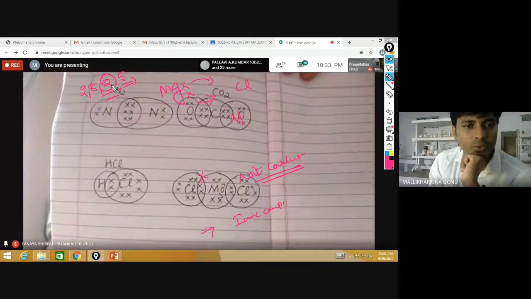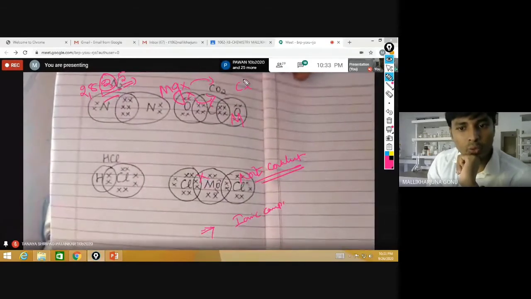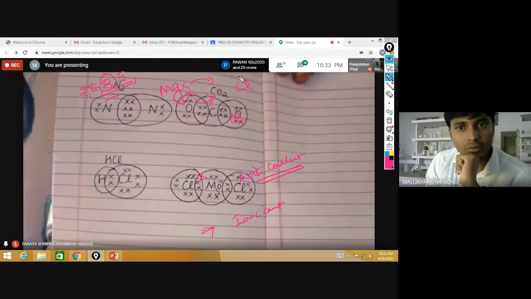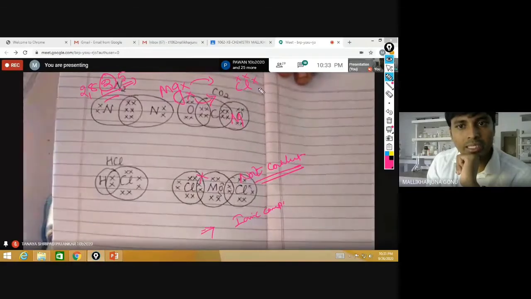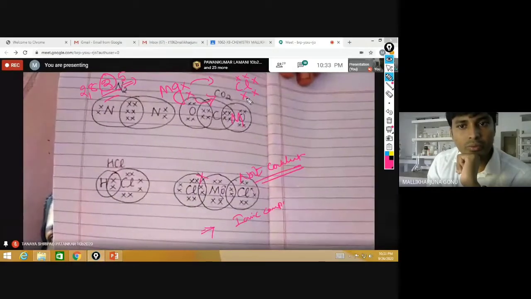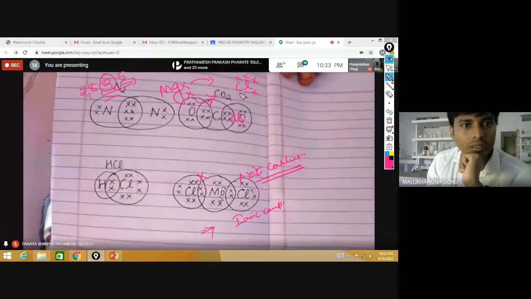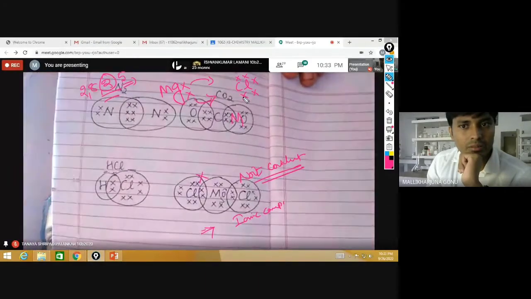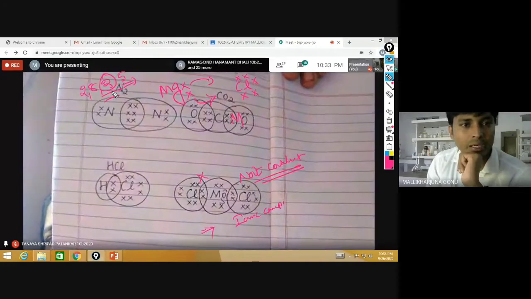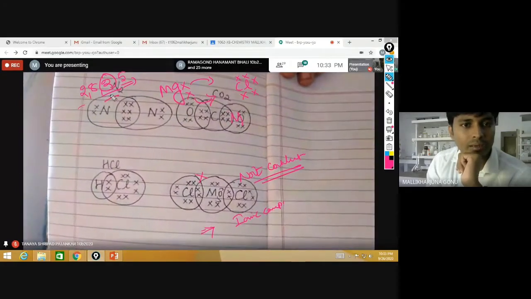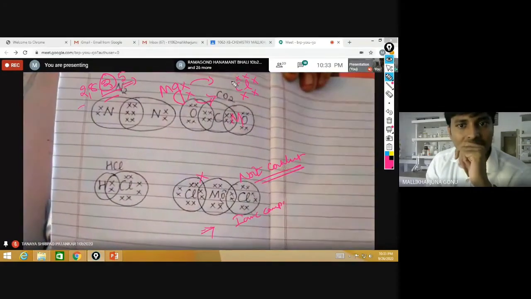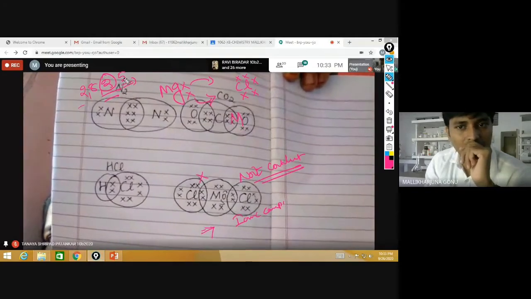Chlorine will have 2, 8, 7. 2, 8, 7 is 17. So 7 we have to write for chlorine. 1, 2, 3, 4, 5, 6, 7. So chlorine requires only 1 electron. 2, 8, 7, 17. So it requires only 1 electron. So all you have to write here.